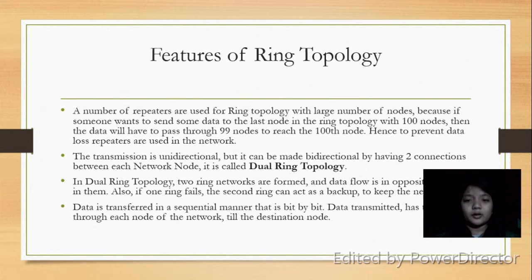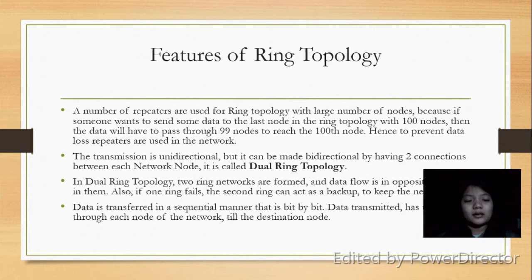Then the features of ring topology. A number of repeaters are used for ring topology with a large number of nodes, because if someone wants to send some data to the last node in a ring topology with 100 nodes, then the data will have to pass through 99 nodes to reach the 100th node. Hence, to prevent data loss, repeaters are used in the network.